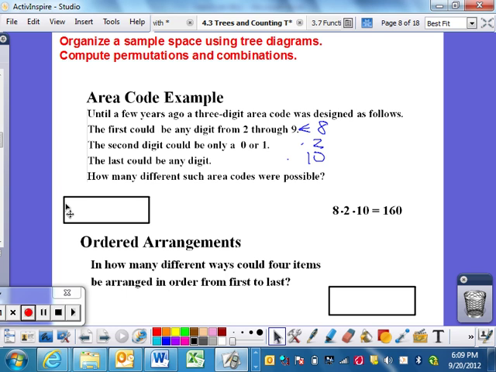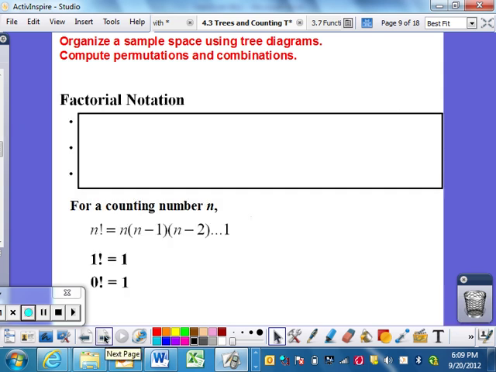Ordered arrangements. Now it's a little bit different if they're ordered. How many different ways could 4 items be arranged from first to last? Well, this is a little bit different. How many options do you have to be arranged first? 4. How many for the second spot once one's already taken? 3. And so on down the line, and you end up going 3 times 2 times 1 all the way down, and when you multiply them together you get 24. And this leads you into factorial.